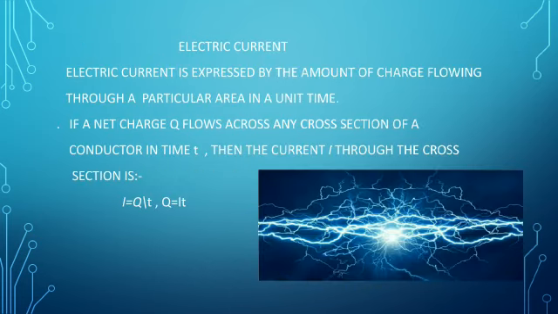Now, you would be thinking, what is electric current? Electric current is expressed by the amount of charge flowing through a particular area in a unit time. In other words, we can say it is the rate of flow of electric charges. If a net charge Q flows across any cross section of a conductor in time t, then the current through the cross section is: current is equal to charge by time.